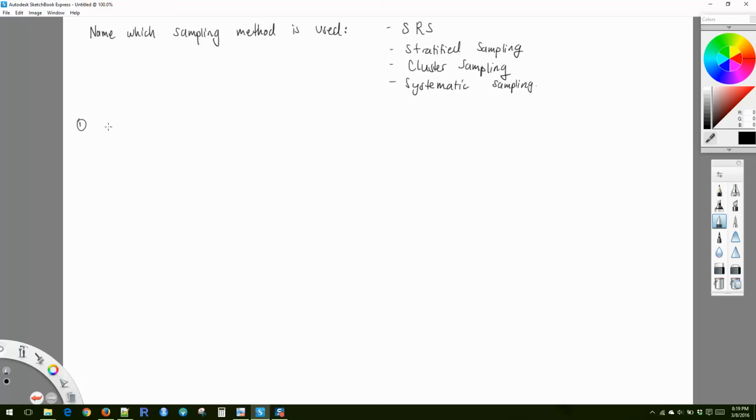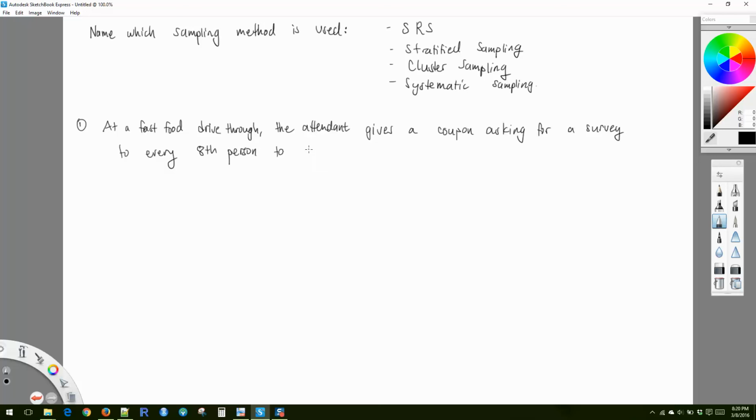Okay, so this one. At a fast food drive-through, the attendant gives a coupon asking for a survey to every 8th person to drive through. Okay, so don't shout out your answer.